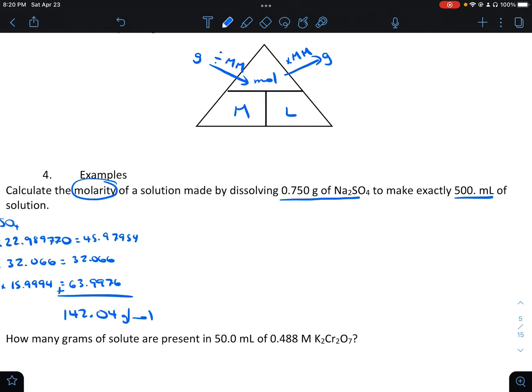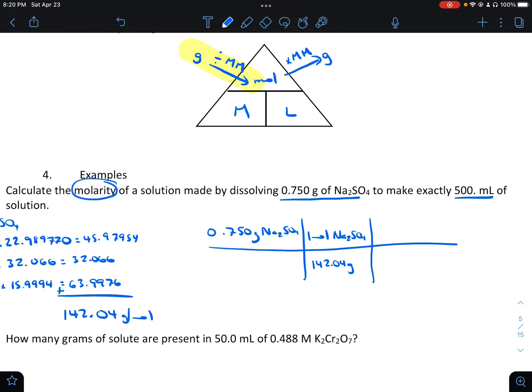We've got to go from grams to moles first, so we're going to divide by the molar mass, and we can actually do this all on one little T-chart. So we've got 0.750 grams of Na2SO4. And we're going to divide by the molar mass, 142.04 grams, 1 mole of Na2SO4.